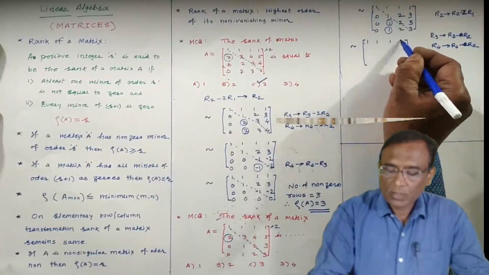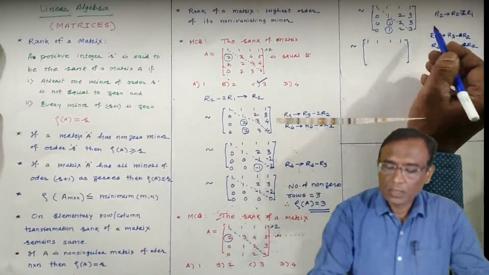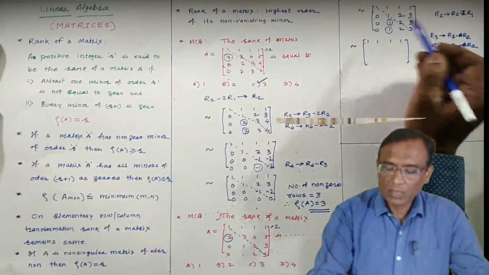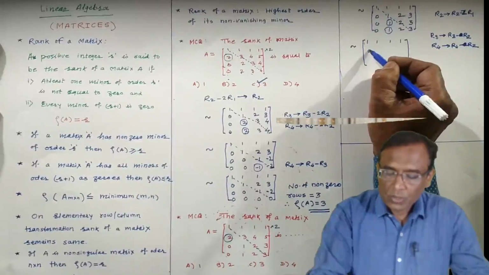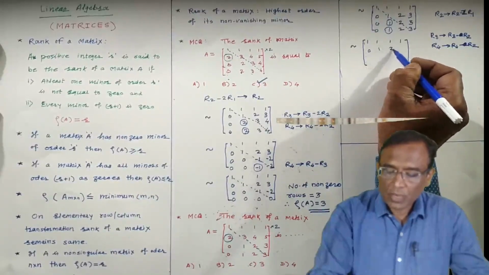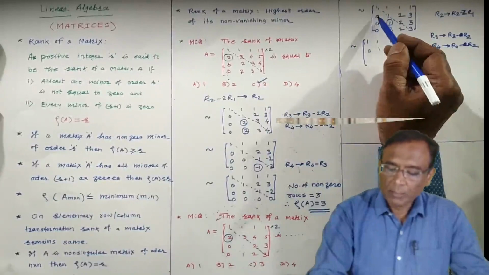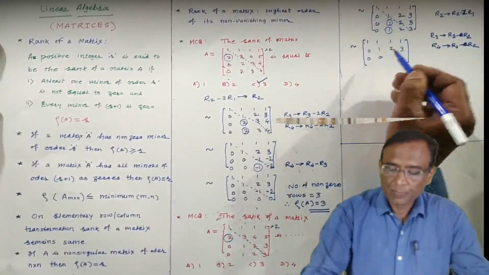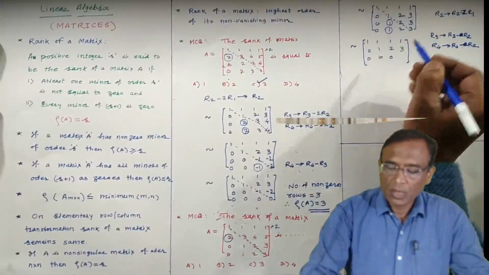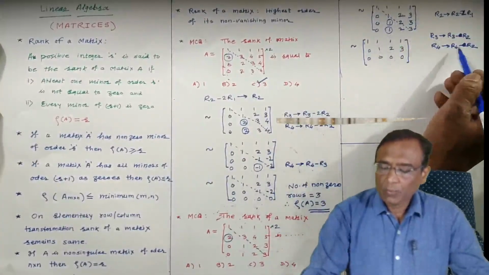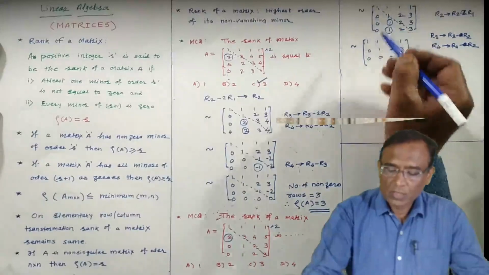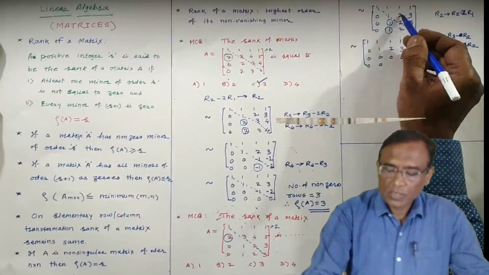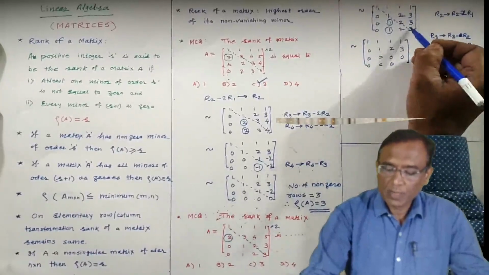1, 1, 1, 1, this row is being used here. This 1, 1, 1, 1, this row already used, keep as it is. Second row is being used in this elementary row transformation as it is. R3 minus R2, 0. This minus this is 0. This minus this is 0. And this minus this is 0. R4 minus R2, this minus this is 0. R4 minus R2, 0. This minus this is 0. And this minus this is 0.